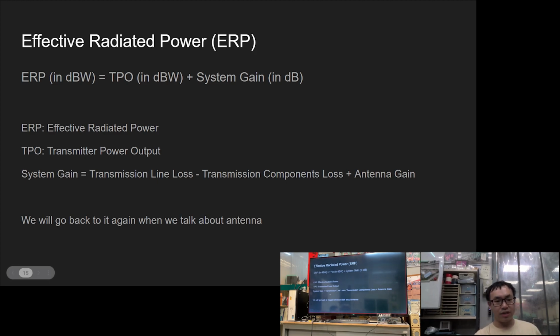So you see here, transmission line loss and so on. The most important word is antenna gain here, but I don't think they will ask you those details in your license exam. But you should know the difference between ERP and EIRP if they really ask. The difference is just about having the system gain, the antenna gain here.